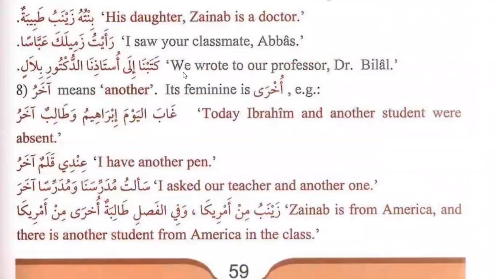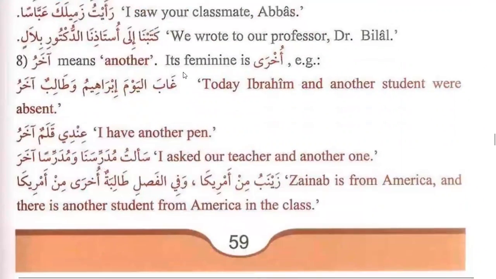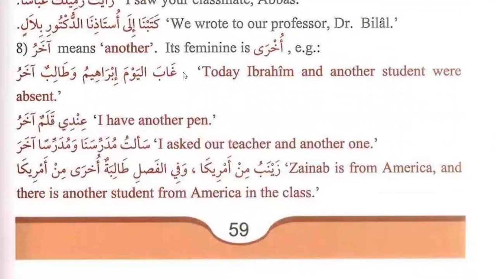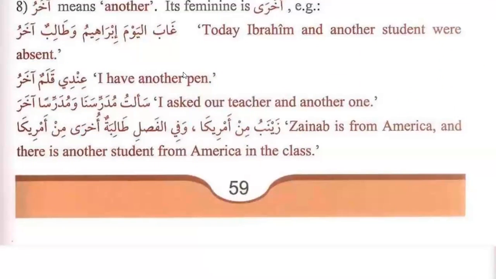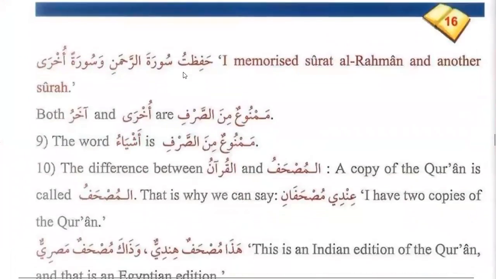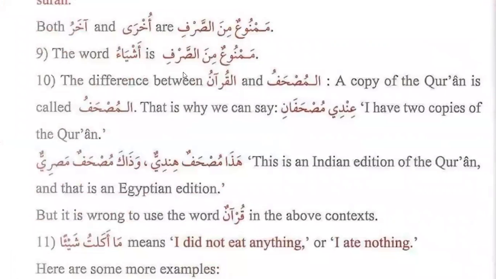As far as I know, ukhra is used for feminine and akharu is used for masculine. Ibrahim wa Talibun is masculine, that's why akharu is used, and same in kalamun, and both are mamnu minas sarf. Okay, Ms. Rizwana. Yes, sir.